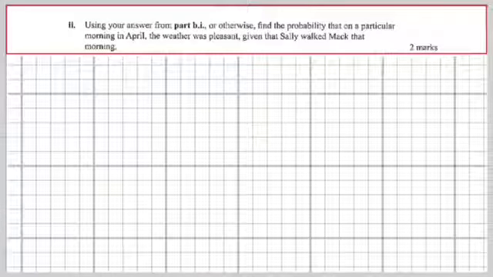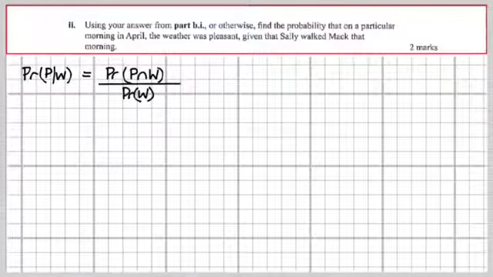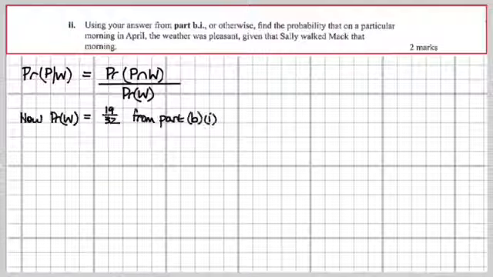Using your answer from part B, 1 or otherwise, find the probability that on a particular morning in April the weather was pleasant, given that Sally walked Mac that morning. Let's put our formula out here and try and work out what we're doing. The probability that it was pleasant given that she walked is the probability that it was pleasant and she walked over the probability that she walked. And guys, we worked out the probability that she walked in the previous question, which was 19 out of 32, wasn't it? Alright, and from our tree diagram we can work out the numerator anyway.